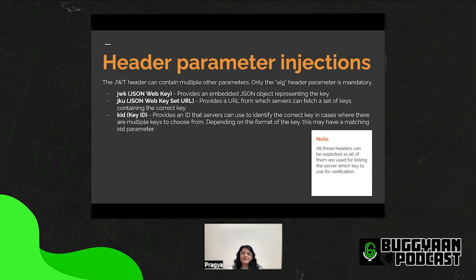Not the good thing. So the thing is, these headers can be exploited because all of them are used to tell the server which key to use for verification. So we can exploit all three of these headers because they help the server in determining what key or what token they have to use for verifying the JWTs. So all of them can be exploited. So we'll see some small scenarios how they can be exploited.